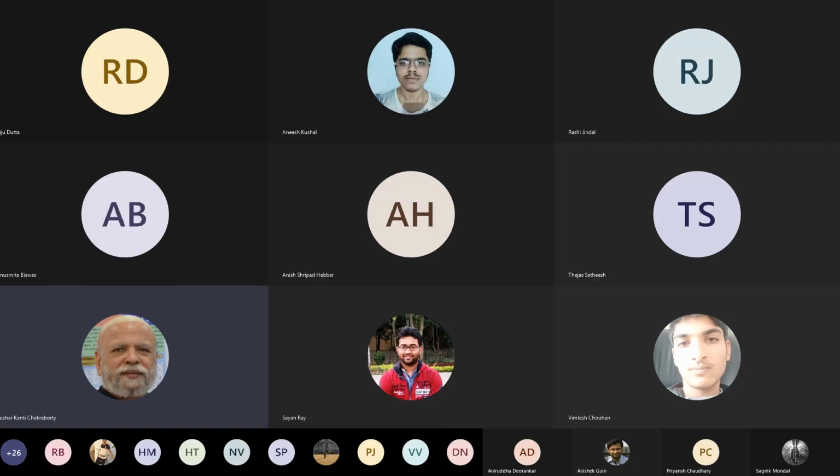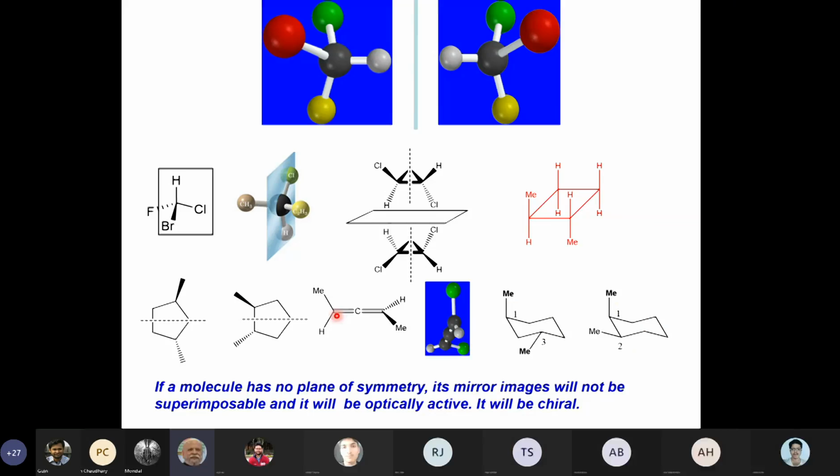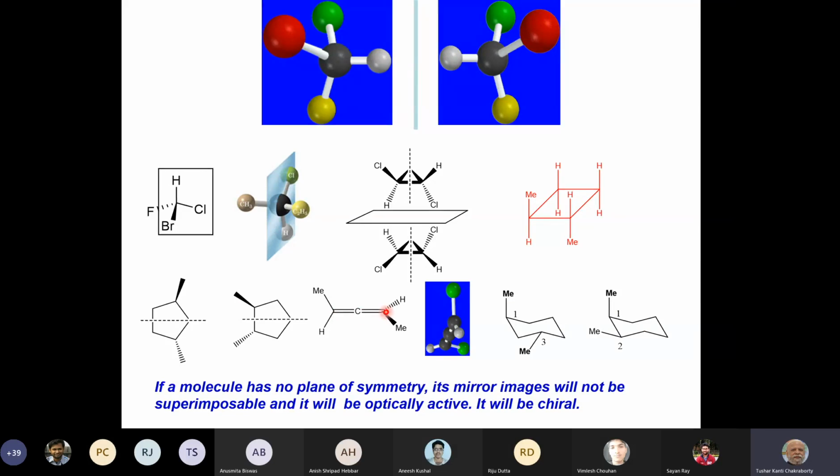Similarly, these allenes are also differently substituted at both the terminal centers. And this is a three-dimensional structure of the allene I have shown. You can also have a six-membered ring where you have 1,3 substituents. One is an axial methyl, one is an equatorial methyl. So there is no plane of symmetry you can draw in this molecule. So this will be chiral.